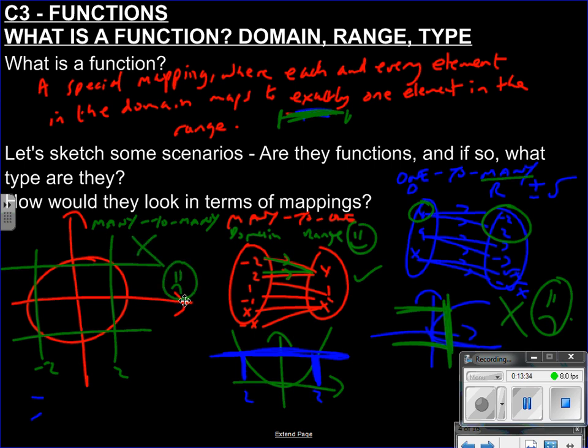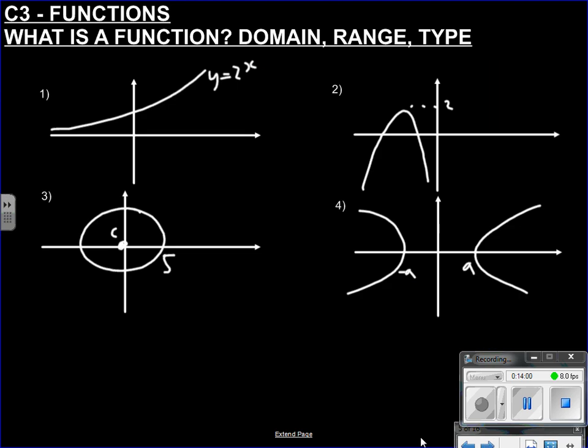All right? So basically, if it ends in 1, then it is a function. Because a many to one or a one to one is a function. If it ends in many, then it is not a function. Okay? Let's hammer that home a little bit more then with these pictures.